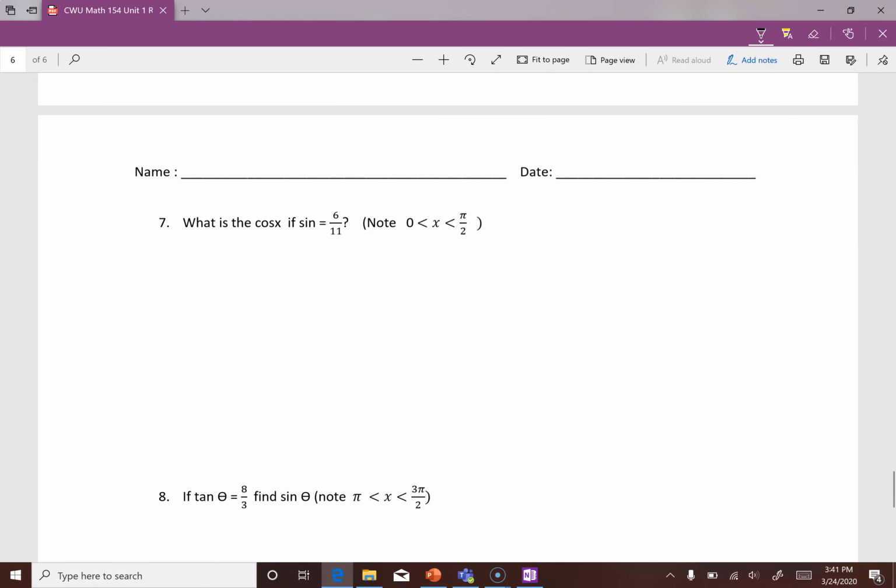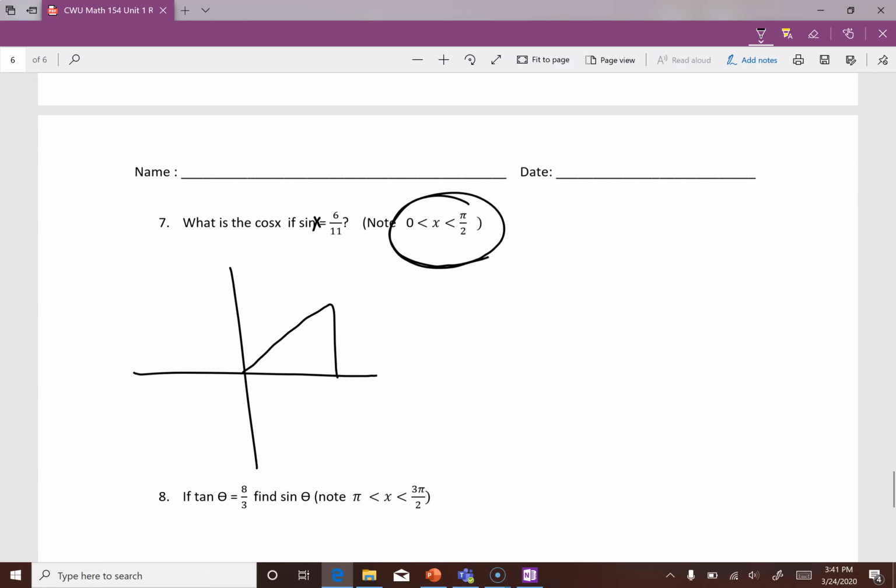All right, last couple problems here. What is the cosine of x if sine of x is equal to 6 over 11? Note we are in the first quadrant. So I'm going to go ahead and graph that. I know I've got my reference angle right here. I know sine of my angle x is opposite over hypotenuse. So I'm going to put my 6 here and my 11 here.